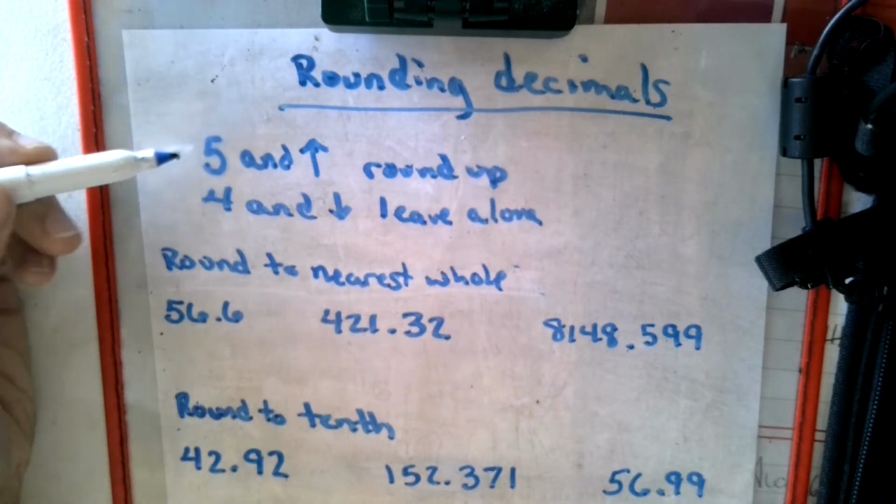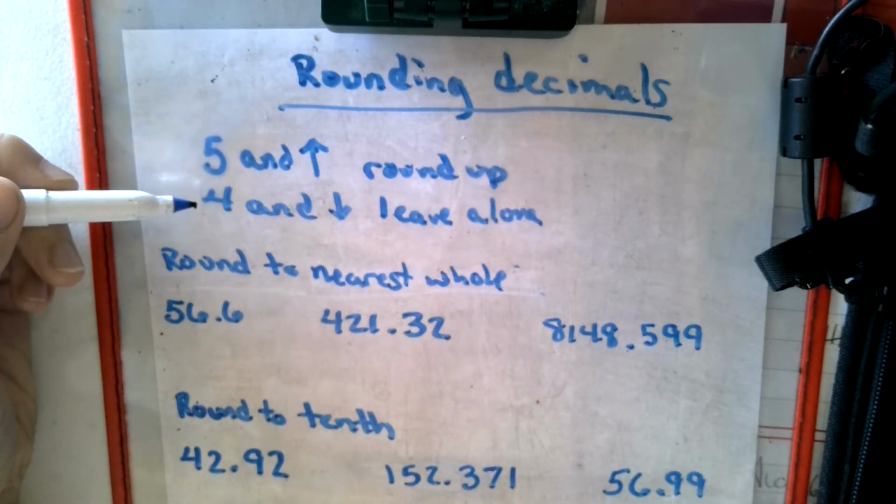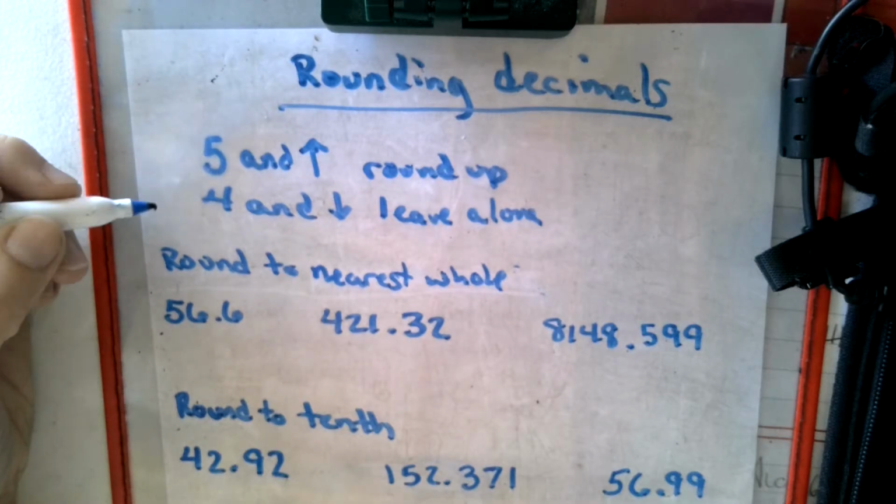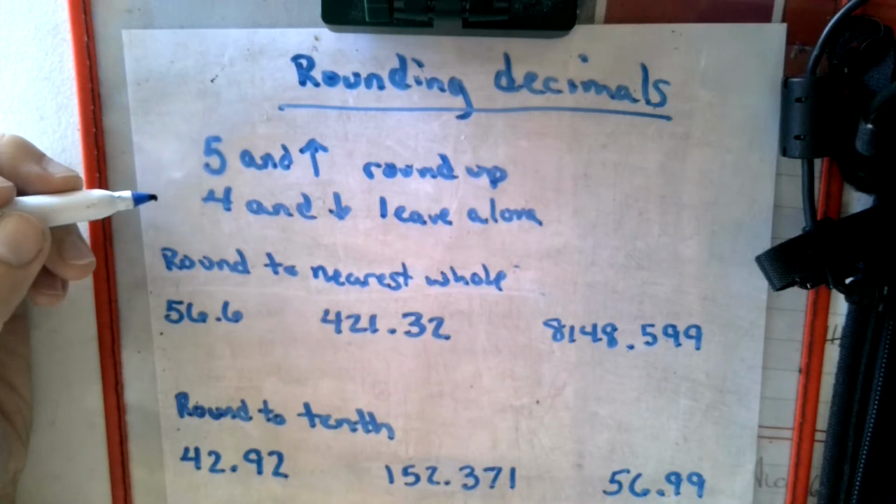Rules of rounding. 5 and up rounds up, 4 and down leave alone. Some people say 5 and up, give me a shove, that kind of thing. Whatever works for you for your saying is how you're going to do this.